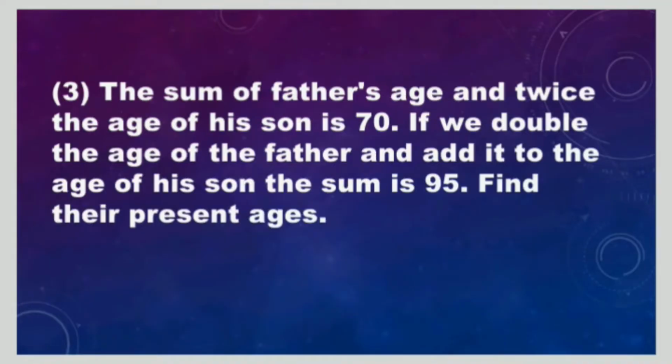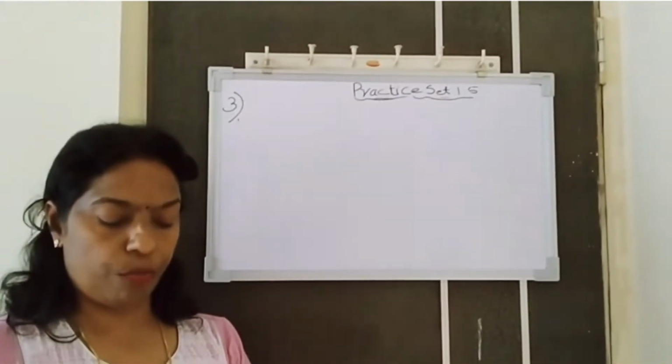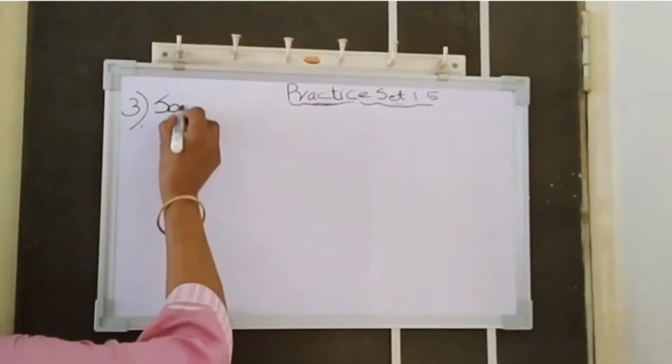Question number 3. The sum of father's age and twice the age of his son is 70. If we double the age of the father and add it to the age of his son, the sum is 95. Find the present age. Then we have to take one variable as the father's age and the son's age in another variable.